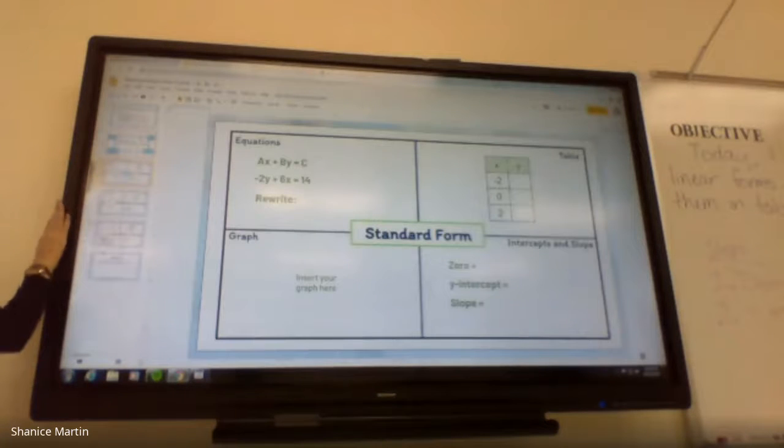Start on slide 3. Rewrite this equation in standard form. Yes, Michelle? Right here. Okay, so let's start with slide 3. You see that equation that they gave you in standard form? You need to rewrite it in slope-intercept form. That's what you're going to do first. I want it in slope-intercept form. Come on, let's get started.